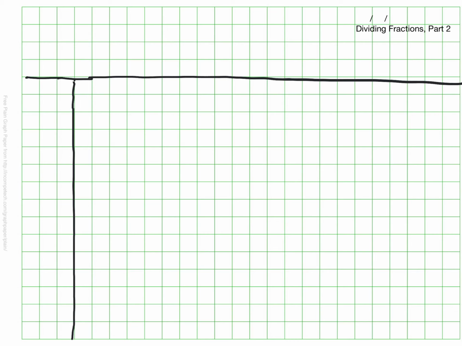This video is going to cover the topic of dividing fractions, this time part 2. Be sure to put the date and topic at the top of your page. The essential question for this video is 2 parts. How do we divide a fraction by a whole number, and how do we divide a fraction by a fraction? Be sure that's written clearly at the top of your page.